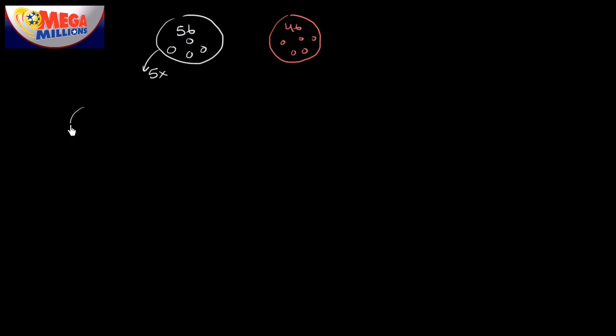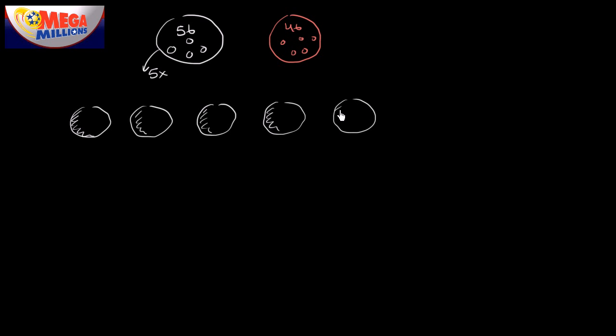So let me just draw them. So it's 1 ball. I'll shade it so it looks like a ball. 2 balls. 3 balls. 4 balls. And 5 balls that they're going to pick. And you just have to get the numbers in any order. So this is from a bin of 56.